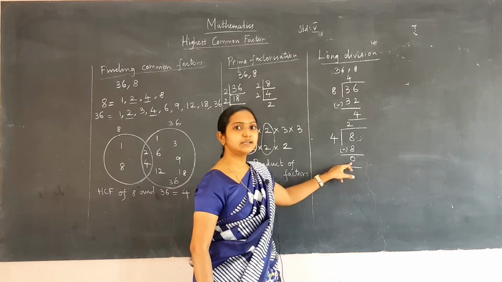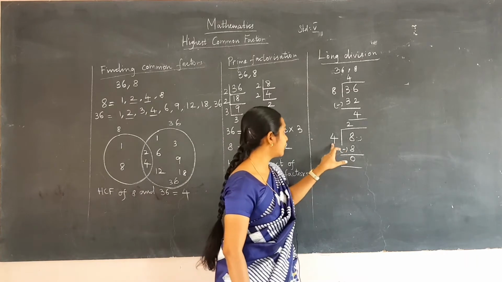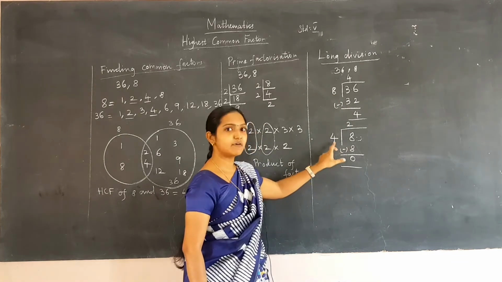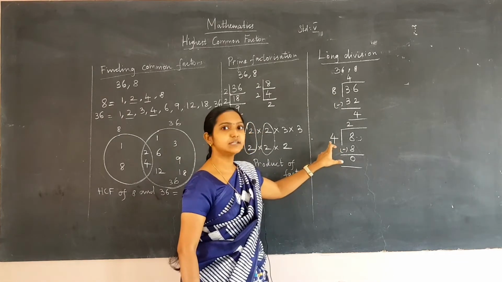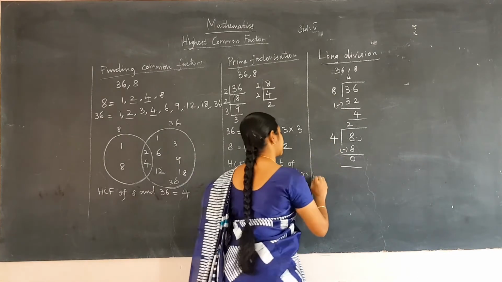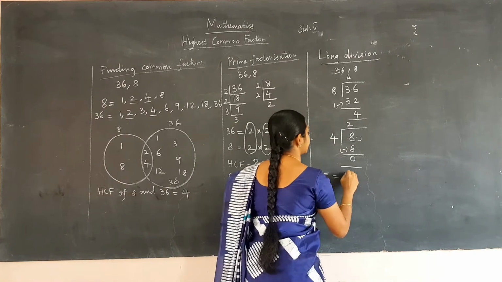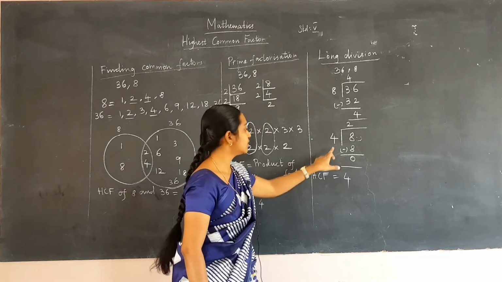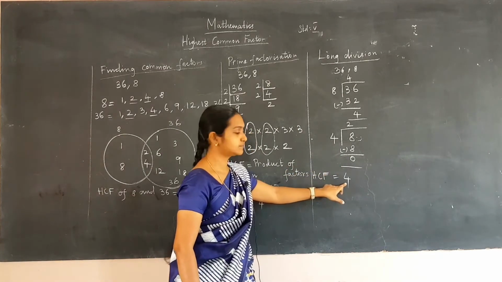The last divisor I have got is 4. The last divisor will be the HCF. HCF equal to 4. This is the last divisor. So HCF will be 4.